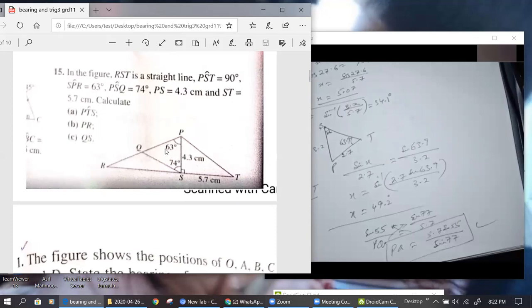From these two you can find this one. So the remaining part of 180 is this one. So this and this make this one. You can find this one also, right? So everything you can find.